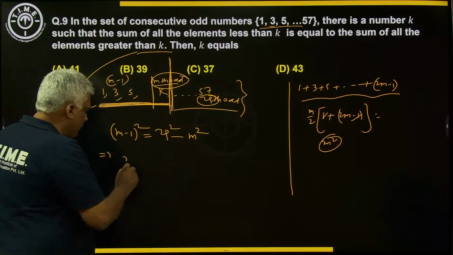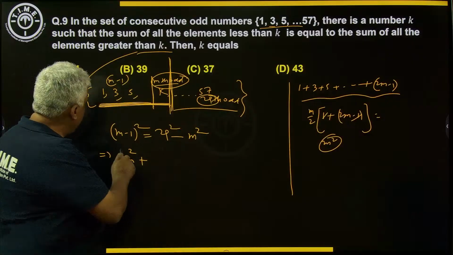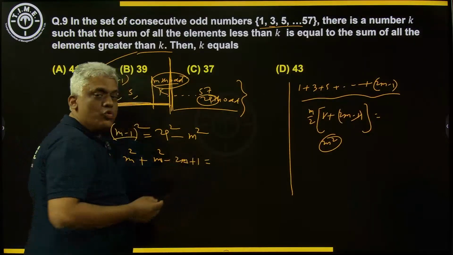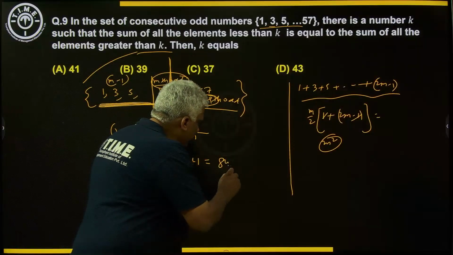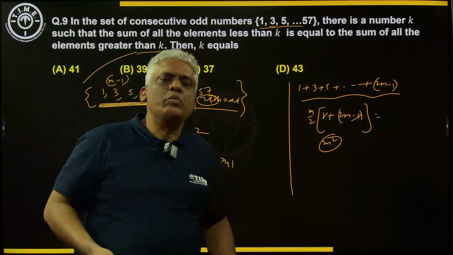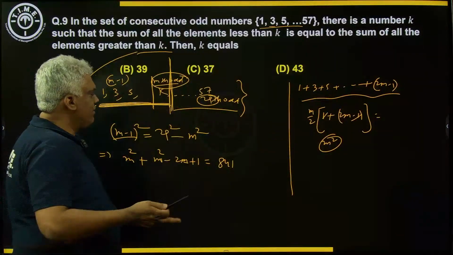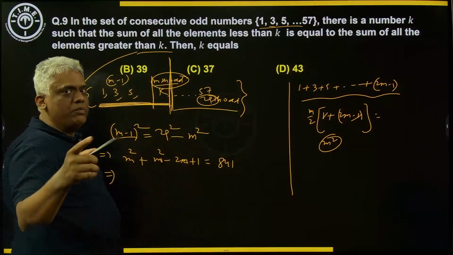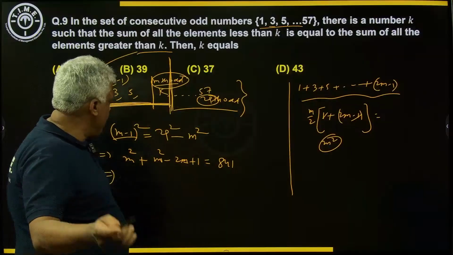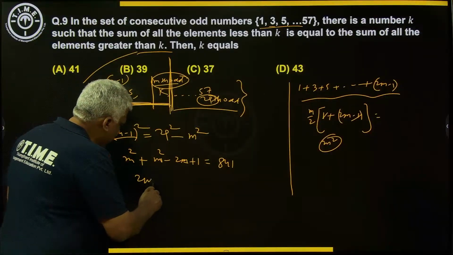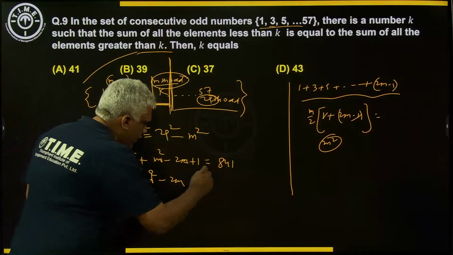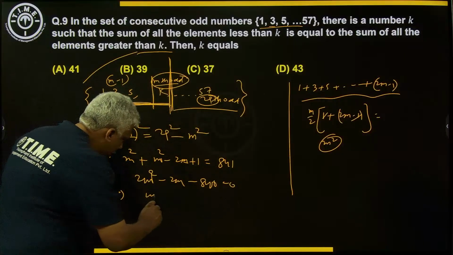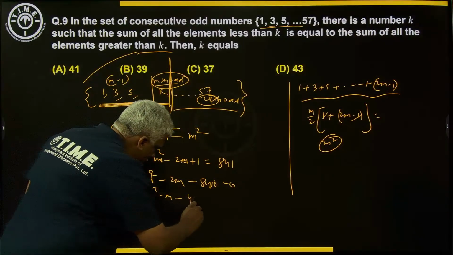Bring m square to this side. So m square plus, opening this bracket, m square minus 2m plus 1 equals 29 square, that is 841. We always recommend that you remember squares till 30. Even a calculator is allowed, so it's not a problem, but it's better if you remember the squares till 30. So it will be 2m square minus 2m, taking 841 this side, minus 840 equals 0. Now we can cancel by 2: m square minus m minus 420 equals 0.